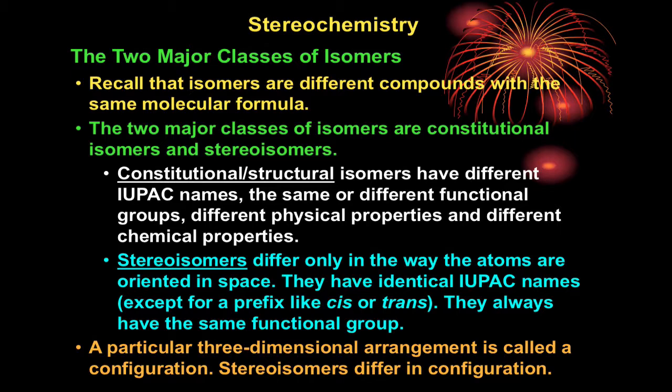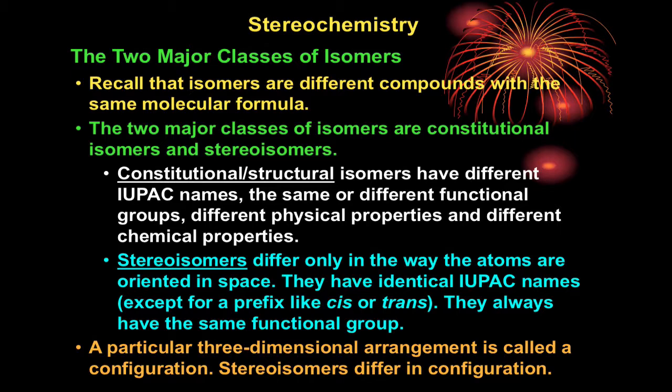Maybe they're constitutional isomers, maybe they're not. But if they have different functional groups, they are definitely constitutional isomers of one another, okay? When we have a particular three-dimensional arrangement, we call that a configuration. When we were talking about Newman projections, was that configuration or conformation? That was conformation. Conformation and configuration sound a little bit alike, but they are different.